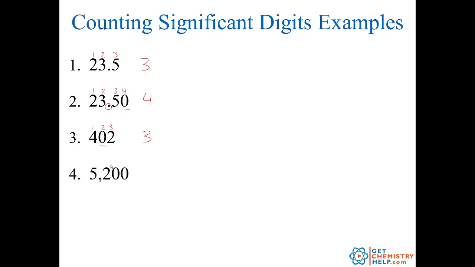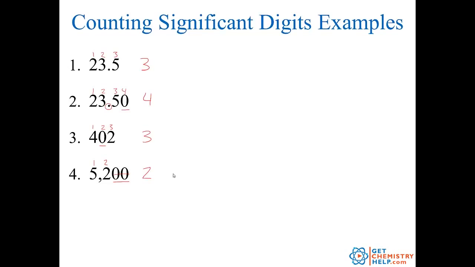How about 5200? Well, the 5 and the 2 obviously are, but the question is, are these zeros on the end? Well, again, the rule says that zeros on the end are not significant unless there's a decimal, and there's no decimal, so these aren't significant. So we would only count that as 2 significant figures.